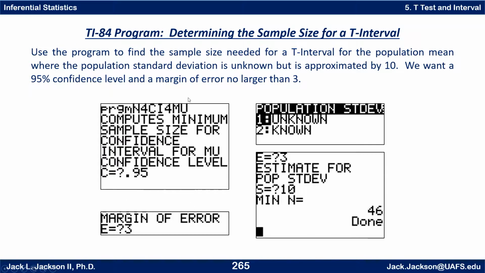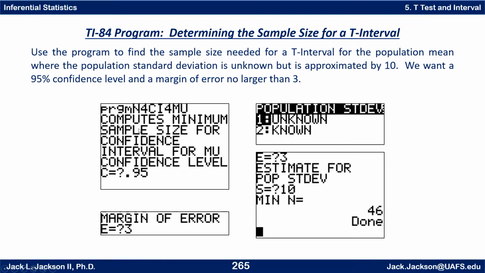So here, let's run the program. We're going to use the program to find the sample size needed for a t-interval for the population mean where the population standard deviation is unknown but is approximated by 10. We want a 95% confidence level and a margin of error no larger than 3. So we run our program.